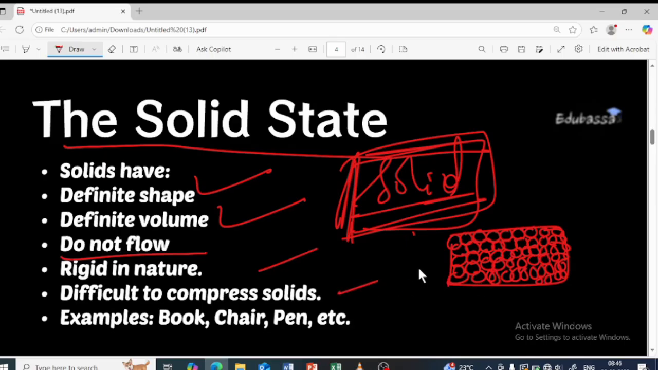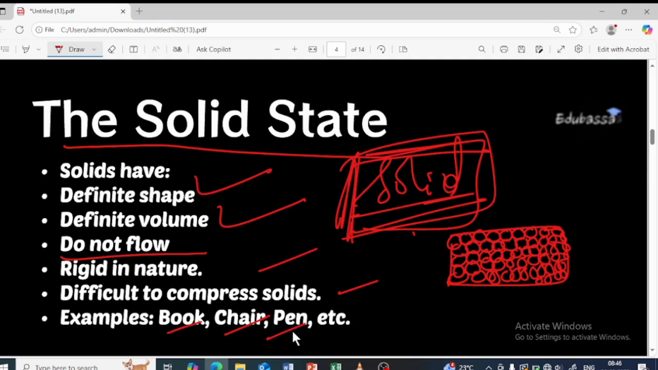Can we compress the solids? No, it is very difficult to compress the solids, right? It is difficult to compress the solids. There are a lot of examples for solids, be it book, the chair you're sitting on, the pen, what else, the phone, what else, everything, isn't it? Most of the things are made up of the solid.